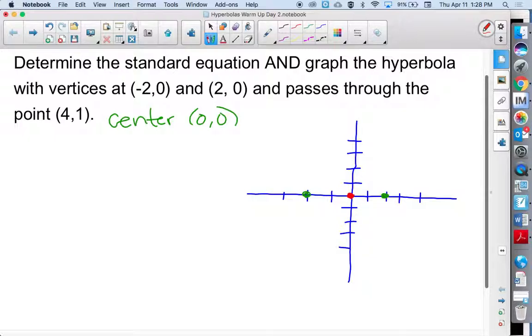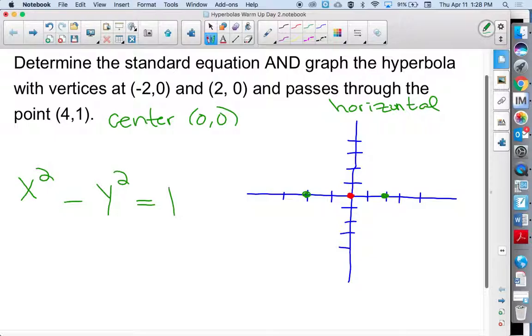What else can you tell, Nick, besides the center at (0, 0)? That it's horizontal. Good. So we know it's horizontal. Which variable goes first if it's horizontal, Nick? X. Good. So x goes first because it's horizontal. Center is at (0, 0), so that means the numerators would just be x squared and y squared. Has to equal 1 for standard form.